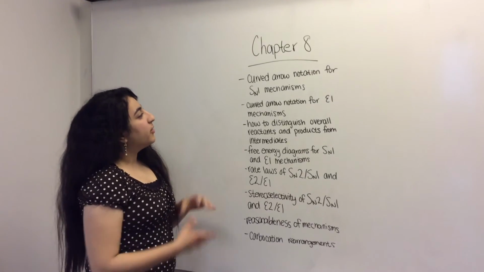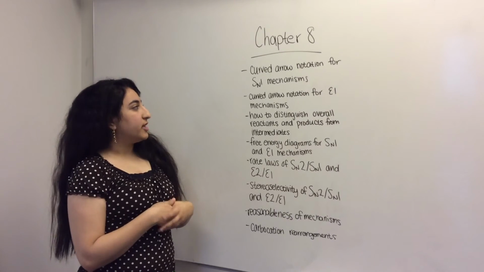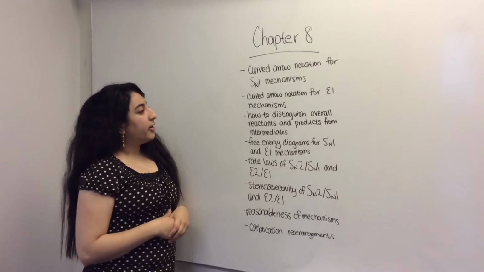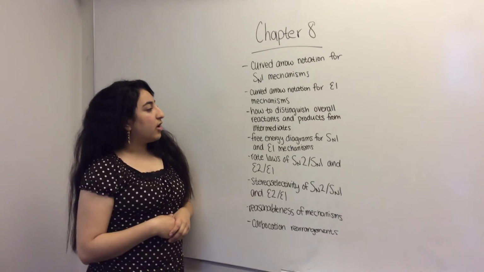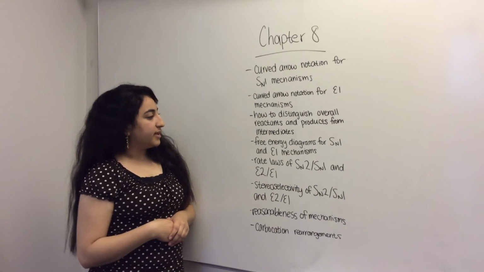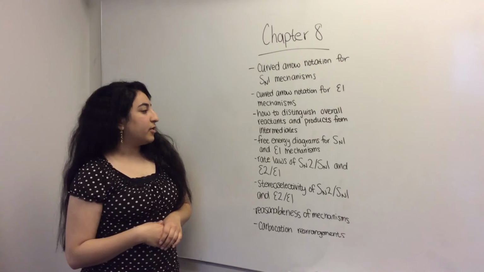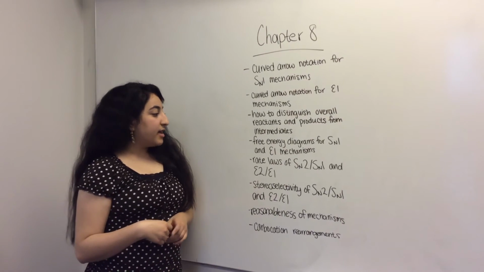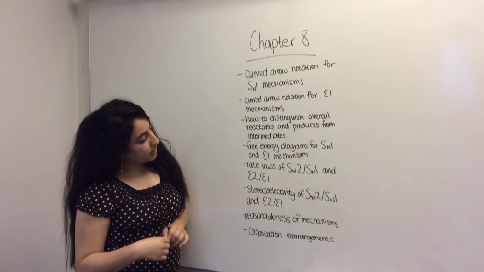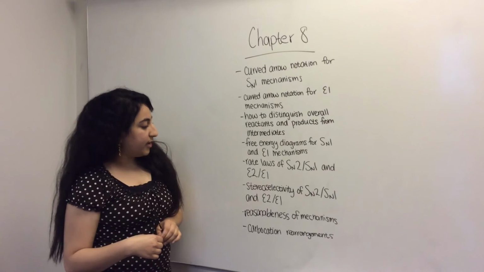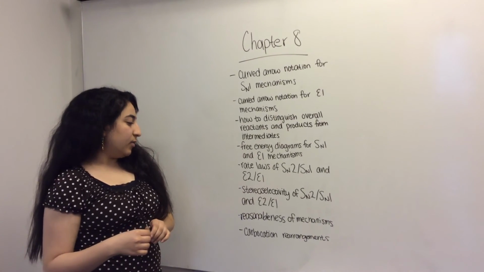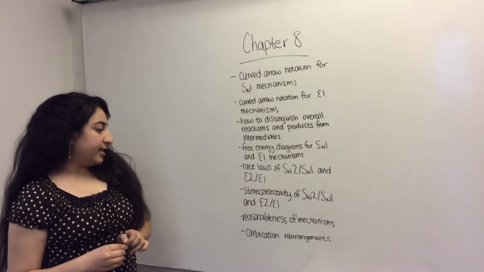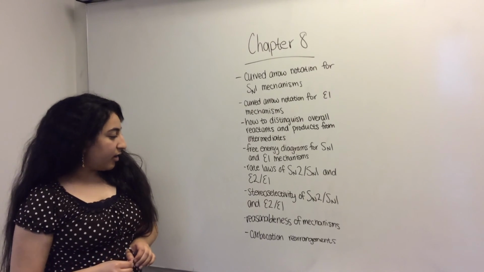In chapter 8, we learned about curved arrow notation for SN1 mechanisms, curved arrow notation for E1 mechanisms, how to distinguish our reactants and products from intermediates, free energy diagrams for SN1 and E1 mechanisms, the rate laws of SN2, SN1, E2, and E1, stereoselectivity of SN2, SN1, E2, and E1, reasonableness of mechanisms, and carbocation rearrangement.